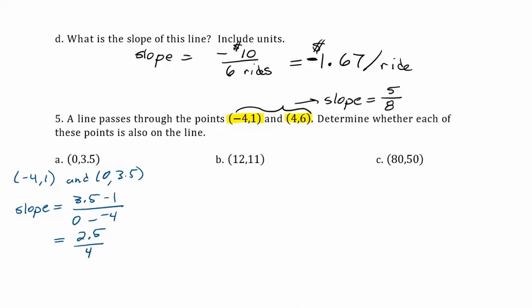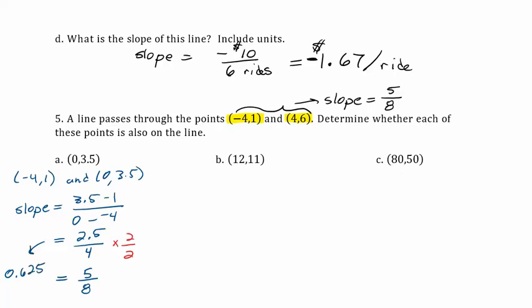Now, that's kind of a weird number, right? We have a decimal in a fraction. So the way to make that nice is to multiply the top and bottom by 2. I picked 2 because if I take 2.5 times 2, I get 5. That turns it into a whole number, and I get 5/8. You could also just divide 2.5 by 4, and your calculator will tell you a decimal. Let's see, 5/8, what is that, 0.625? And then you could compare it that way.